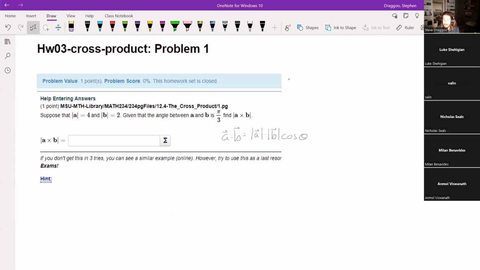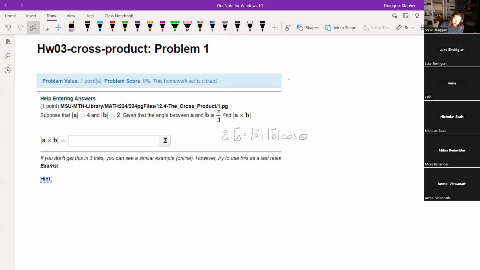Let's take a look at another good one. Suppose we know the magnitude of A, the magnitude of B, and the angle in between A and B is pi over 3. Figure out what the magnitude of the cross product is equal to.